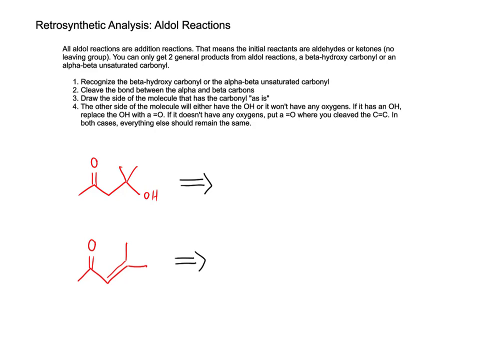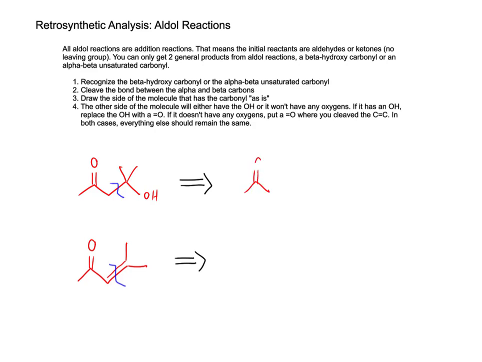So I have 2 things drawn down here. One is a beta-hydroxycarbonyl, and the second one is an alpha-beta unsaturated carbonyl. And as soon as we recognize that that is what these are, all we need to do is say, where was the new bond created? And it is always created in an aldol reaction between the alpha and the beta carbons. So what we're going to do is cleave that bond between the alpha and beta, and the same with the second one. We're going to cleave that bond. Now, the side of the molecule that has the carbonyl, we're just going to draw it exactly as it is.